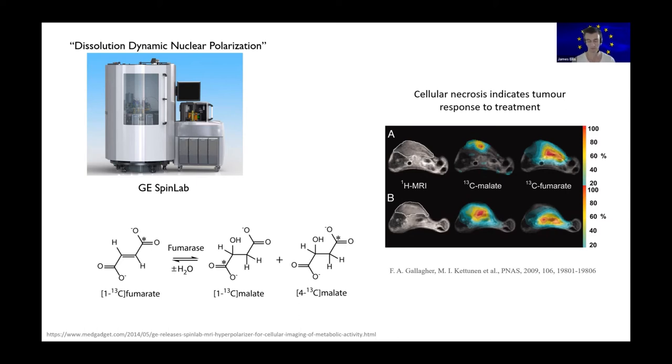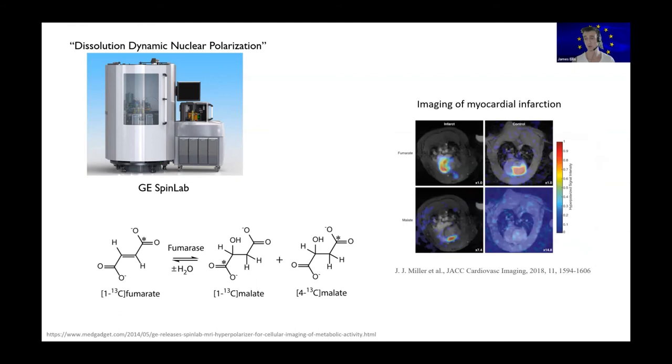And so they treat the tumors. If the tumors are responding well, a great deal of cell necrosis, many cells are dead, you see a lot more conversion to malate. And in similar work, researchers have injected hyperpolarized fumarate to image myocardial infarctions. The idea being that you just inject a load of fumarate into the heart. And in both cases, you'll see absolute loads of fumarate. In the control experiment where all the cells are healthy, there's next to no conversion to malate. Whereas in the case where the heart is infarcted, there is conversion to malate. You see that pop up in the image.